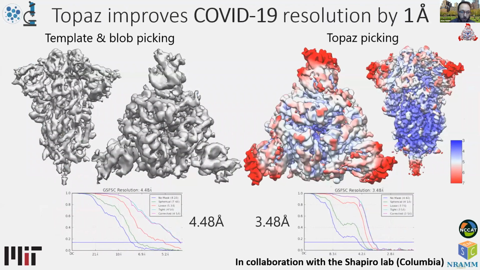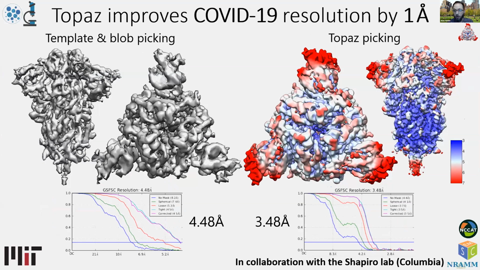And here's what the final reconstruction was, or at least one of the final reconstructions. We've pushed it a bit farther since. So with those 13,000 particles of template and blob picking, we have a resolution of about 4.5 angstroms, and Topaz picking just trained on those good particles, and then repicking got to about 3.5 angstroms. So we're able to do much better therapeutic studies with this increased number of particles in picking. And that actually reduces the amount of classification we have to do. So it makes everything much easier.